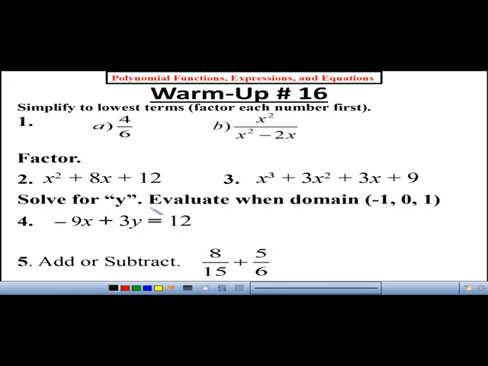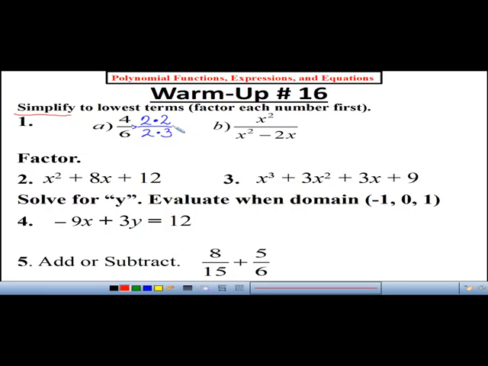All right, so let me go over number 1 just to make sure we understand what it says. It says simplify to lowest terms, and it says factor each number first. So look at number 1a. 4 can be represented which way? What are the factors of 4? 2 times 2, or 1 times 4. I'm not using 1 and 4 because it gives us the same number. So how about 6? What are the factors of 6? 2 times 3.